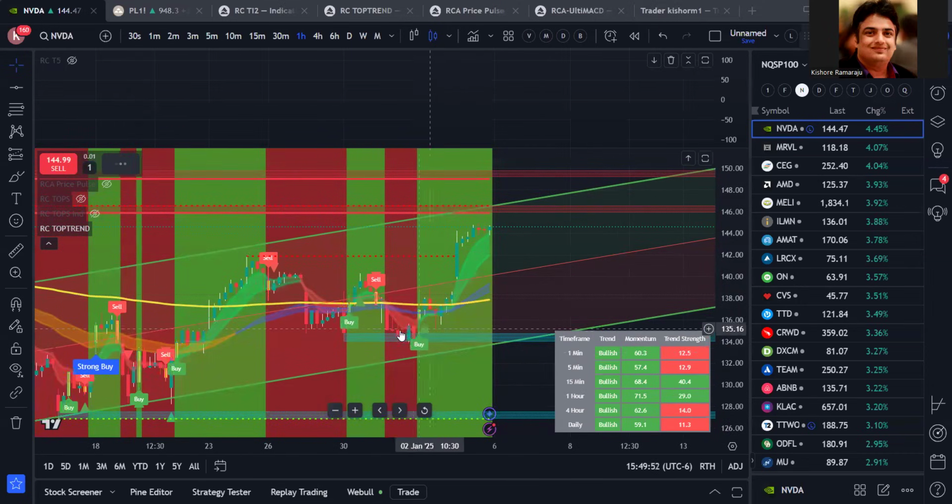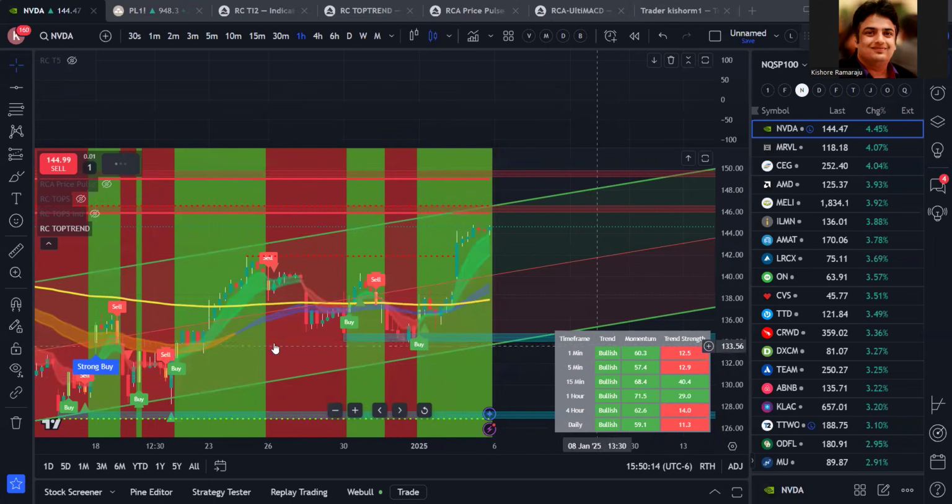So you will mainly use buy or sell signals. If it is a bullish ticker, you will focus on buy signals. If it is a bearish ticker, that means if the channel is pointing towards the downside, you will focus on sell signals. If the channel is pointing towards the upside, you will focus on buy signals. Or if the table is mainly bullish, you will focus mainly on the buy signals.